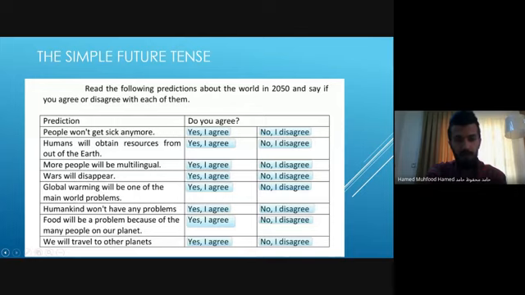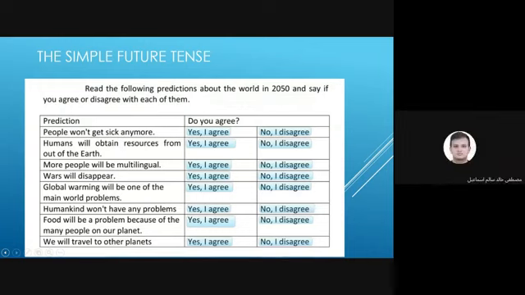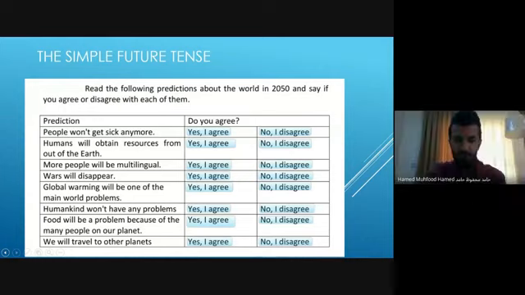The second prediction says that humans will obtain resources from out of the earth. Do you agree or disagree? Now, we are talking about the world in 2050. So humans will obtain resources from out of the earth. Mustafa? Maybe. So I disagree. I agree. Okay, you agree. So Mustafa agrees that people will obtain resources from out of the earth.